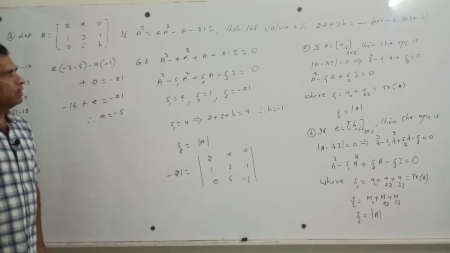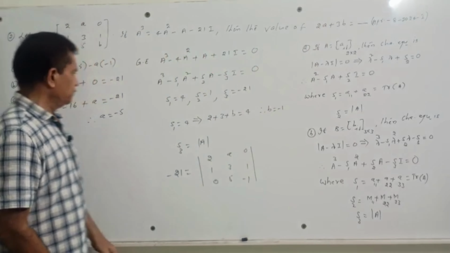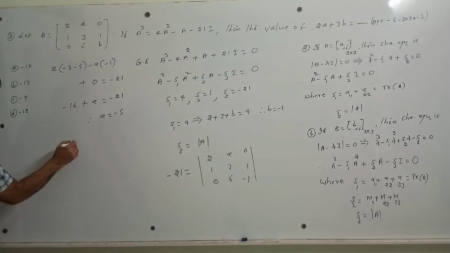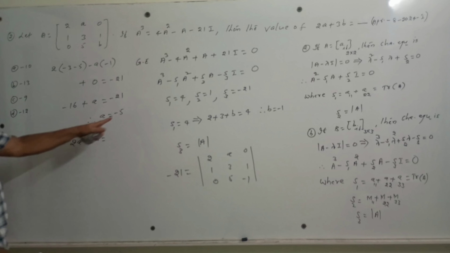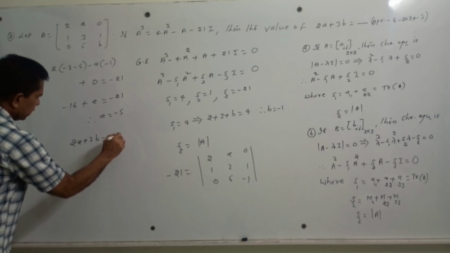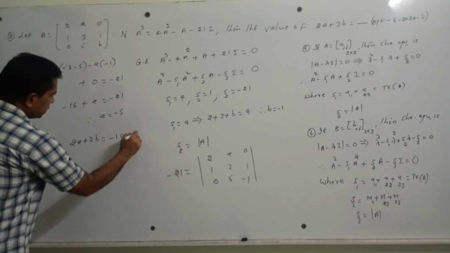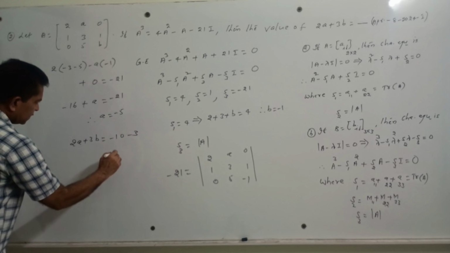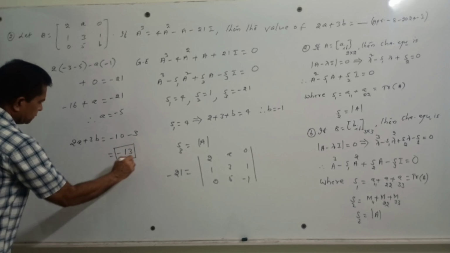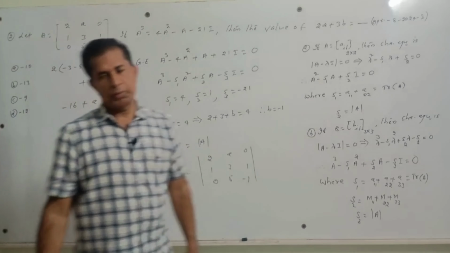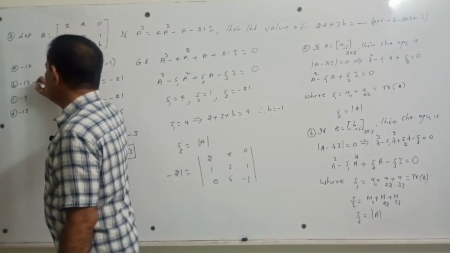But actually you have to calculate the value of 2a plus 3b. So let us calculate 2a plus 3b. 2a means 2 into minus 5 becomes minus 10. 3b becomes 3 into minus 1 is minus 3. Minus 10 minus 3, that is minus 13. In which option was it given? Minus 13 is option B, so B is the correct option.